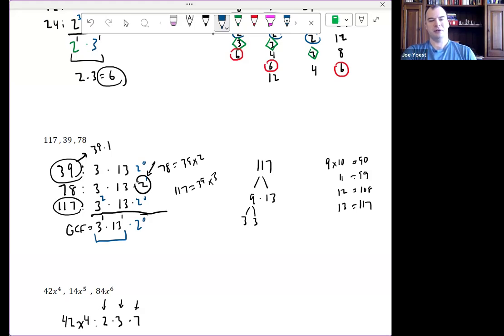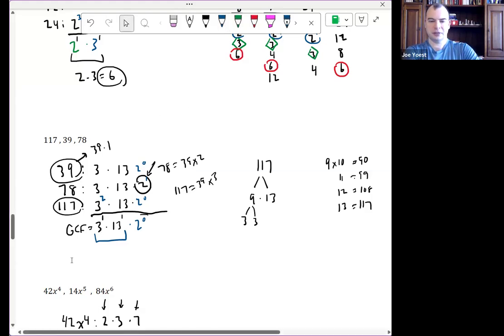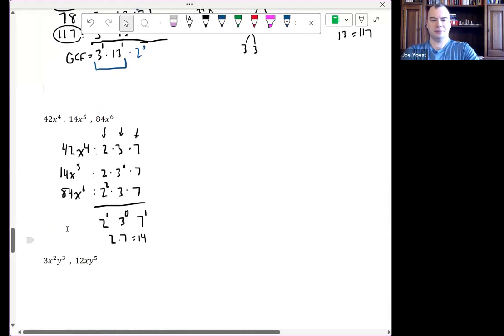And this might be reminiscent of something to you. If you think back to adding fractions with unlike denominators, we had to find the least common multiple, or the lowest common denominator, or least common denominator, or lowest common multiple. I don't know. And for that, we did a similar process, but instead of taking the smallest power, we took the largest power for each column. So the GCF just takes the smallest power for each column.